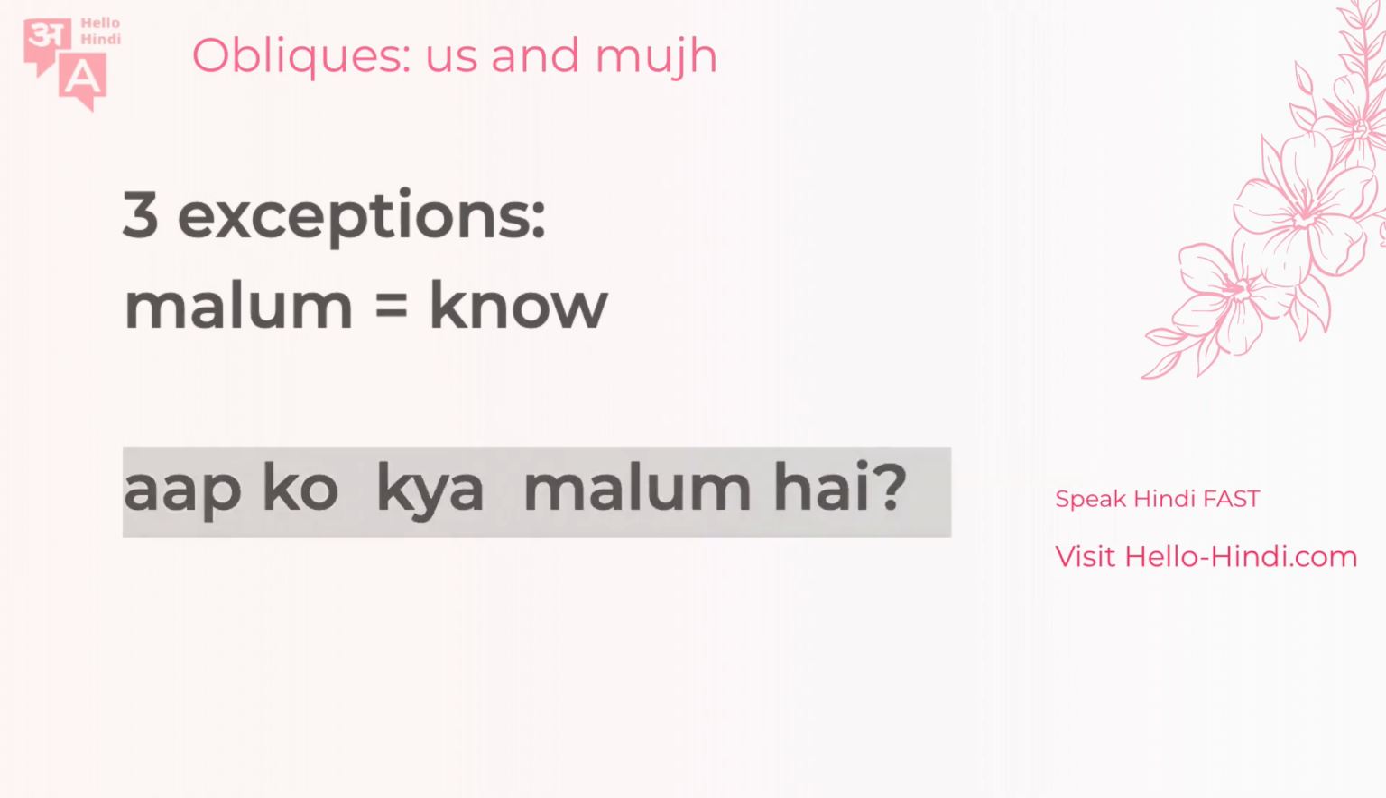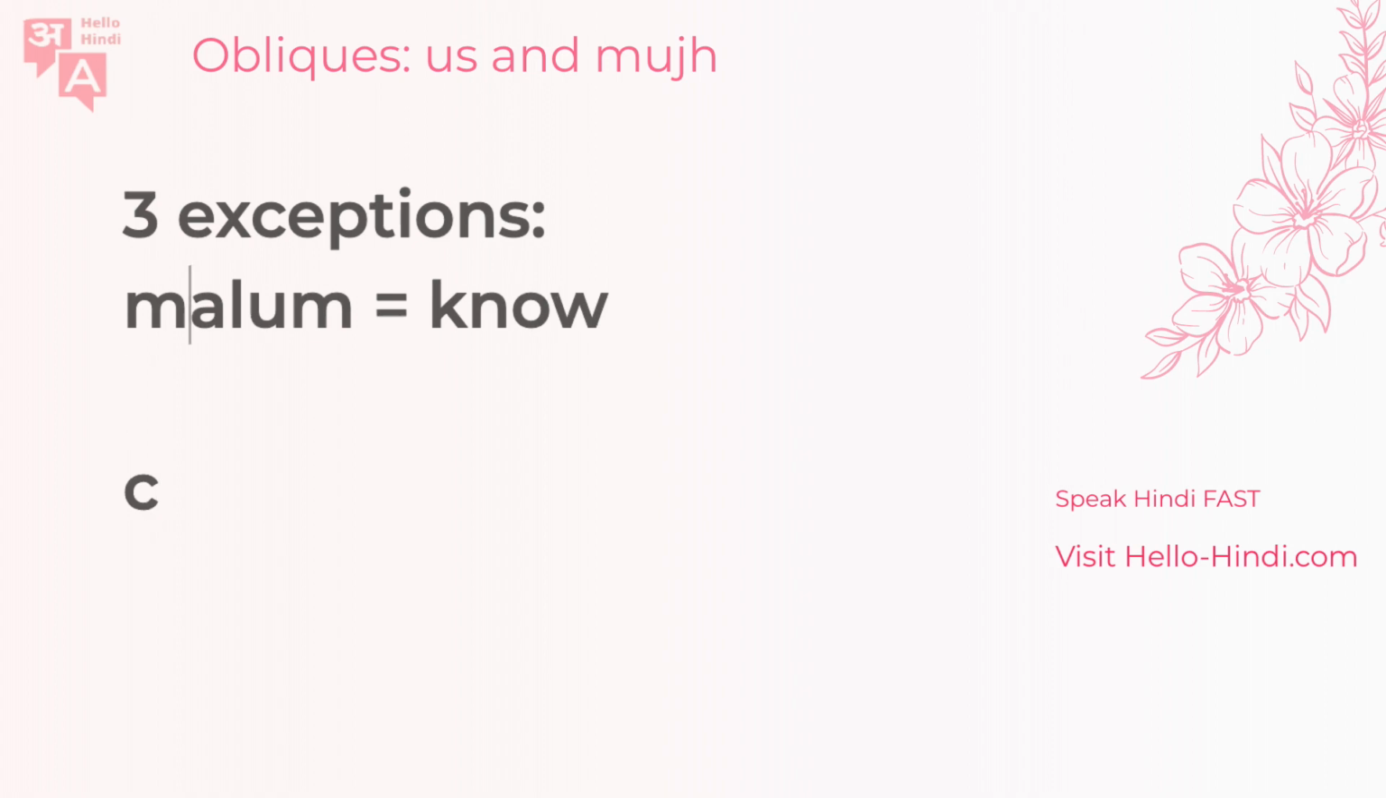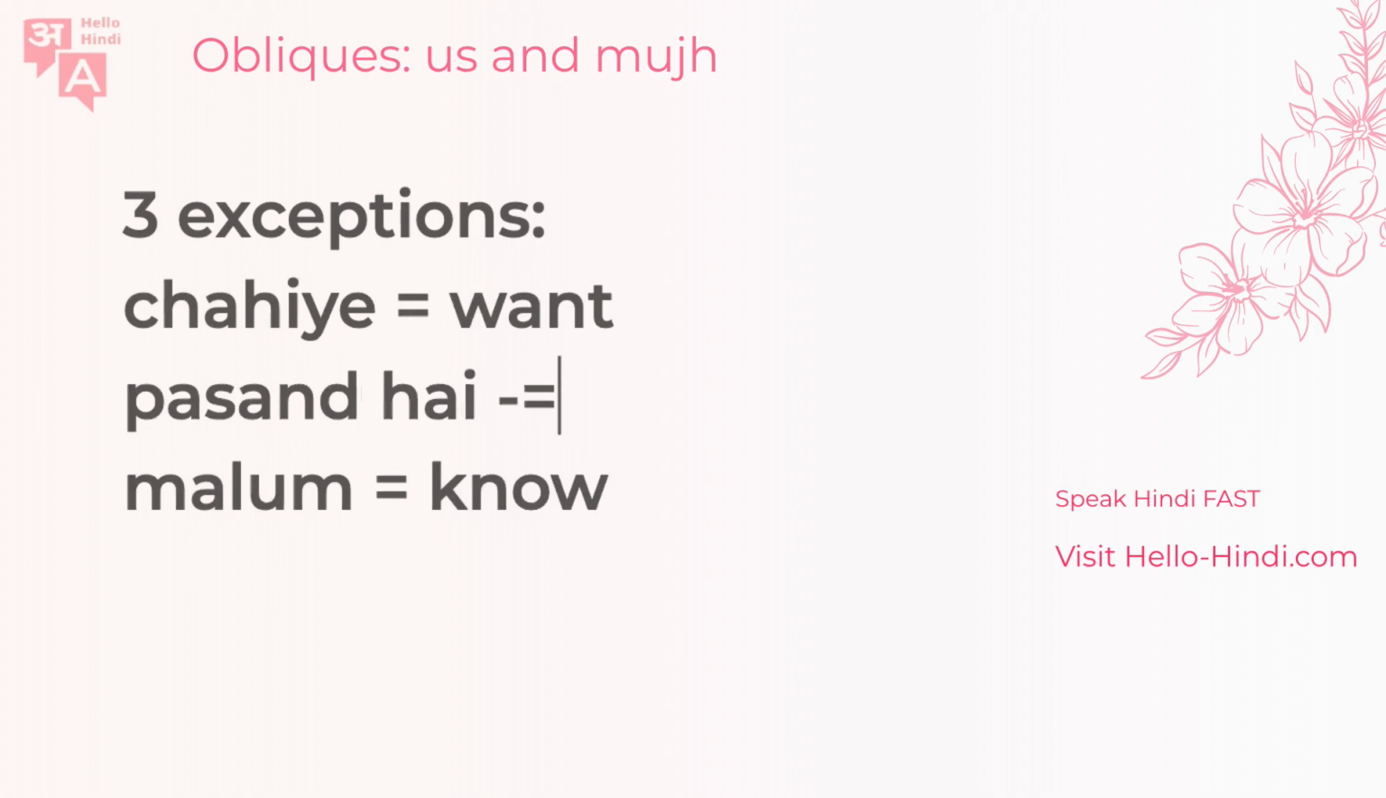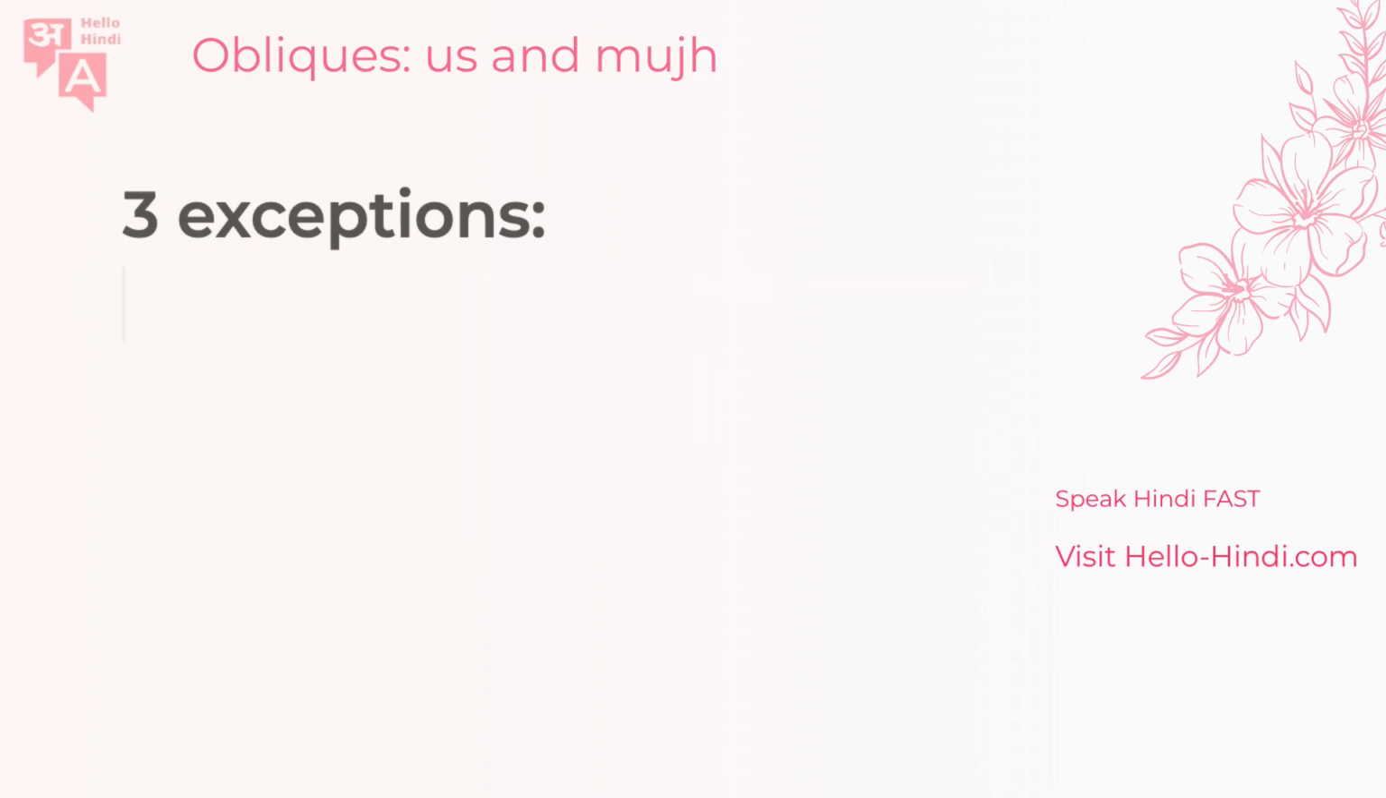So the three things that we did, the exceptions, are chahiye, which means to want, pasand hai means to like, and malum hai means to know. These are the important ideas. You want to understand these three ways. So now try to see how you can make these sentences. Try to understand what I am saying, just listening and understanding.